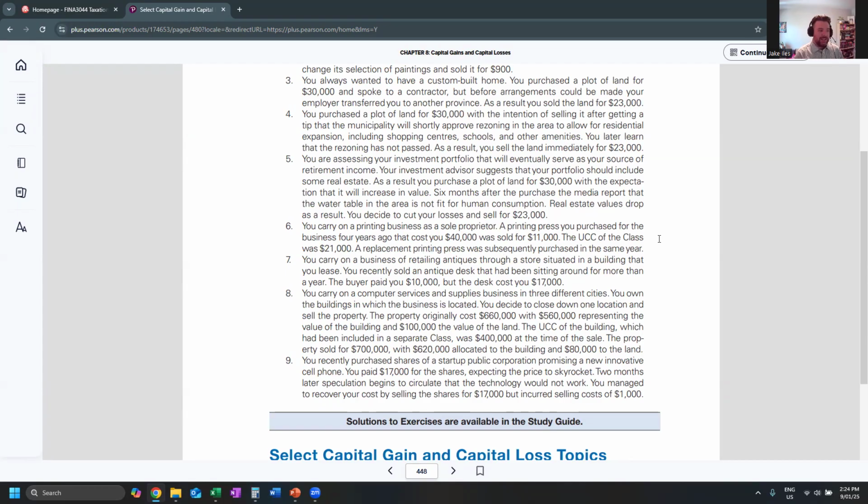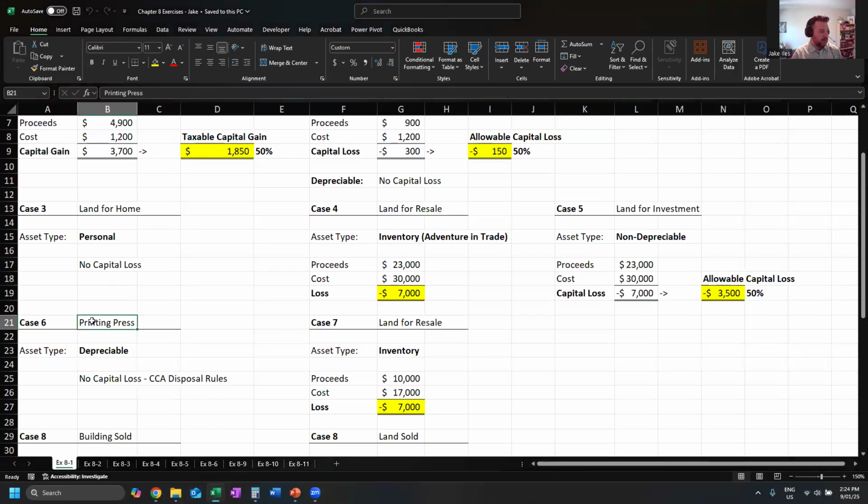This printing press was used. It's a depreciable item. They give us a UCC amount for it. Because it's depreciable, there's no capital loss. It will be dealt with by recapture and terminal loss. So for us, the printing press is depreciable, no capital loss, CCA disposal rules.